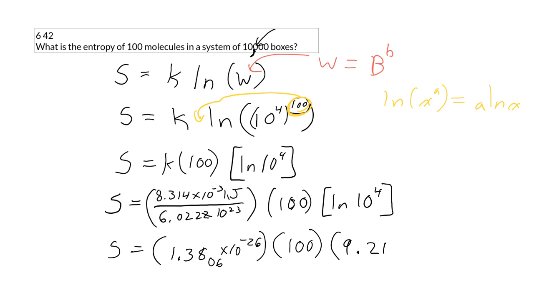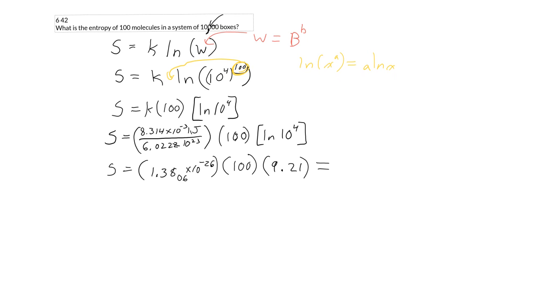So I changed my log into a 9.21. Now I'm going to multiply everything through, and that's going to give me 1.2716 times 10 to the negative 23rd, and that's going to be in units of kilojoules.